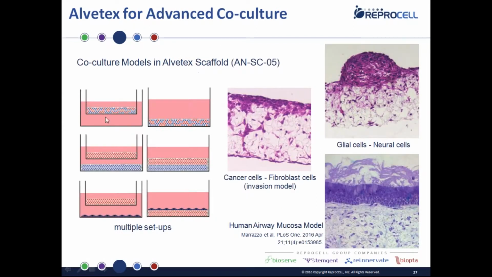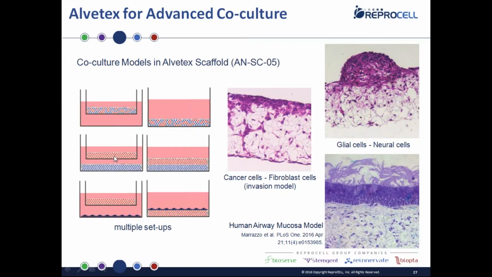Right, so obviously Alvetex, there's a lot of space in it. So one thing that you can do, which is quite exciting and which you cannot do in 2D, is looking at more advanced co-culture models. Co-culture being when you've got 2 different cell types being cultured in the same well. Because we have both insert formats and plate format, and because our discs can be removed quite easily from their formats, you've got a lot of different setups that the customers can play with.